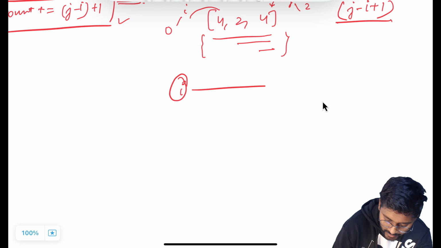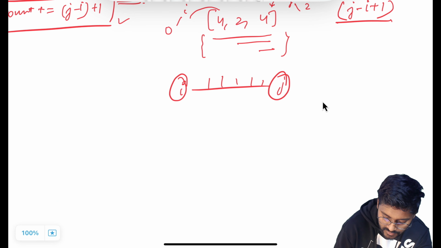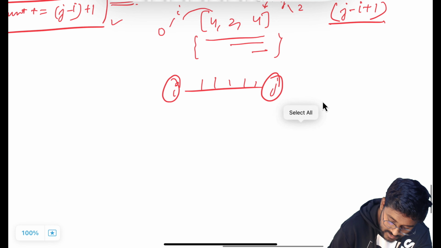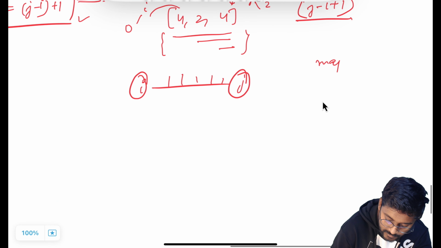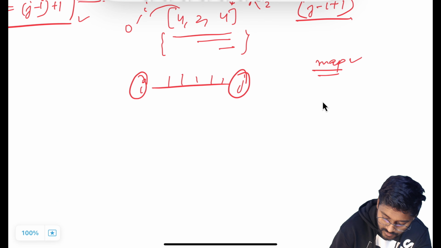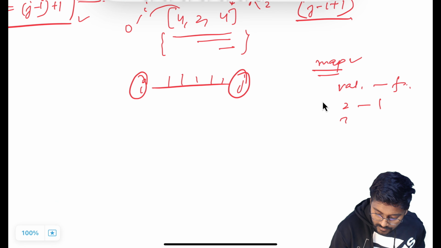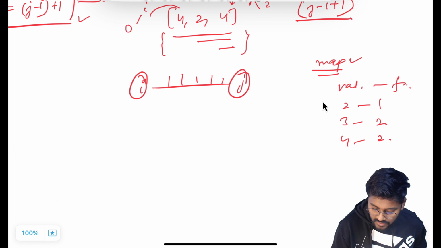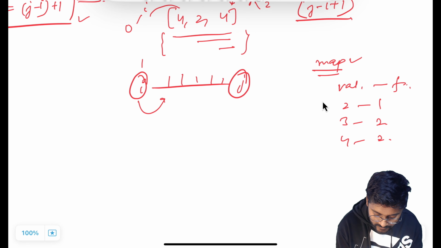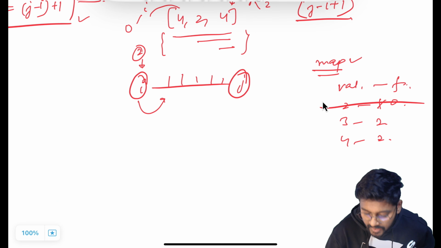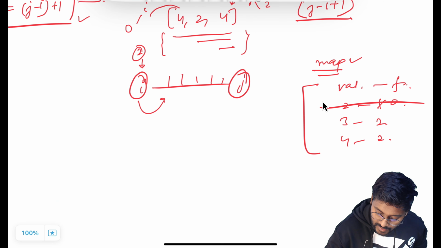When we are moving from i to j, there are some elements, and those elements may come any number of times. So if I maintain some kind of map where the key is the element value and the value is its frequency. Let's say 2 is coming 1 time, 3 is coming 2 times, 4 is coming 2 times. So when I increment i, if this value is 2, I will just decrement its count. 2 will be coming 0 times. And if it is 0, just discard it from the map. And this map is fine.